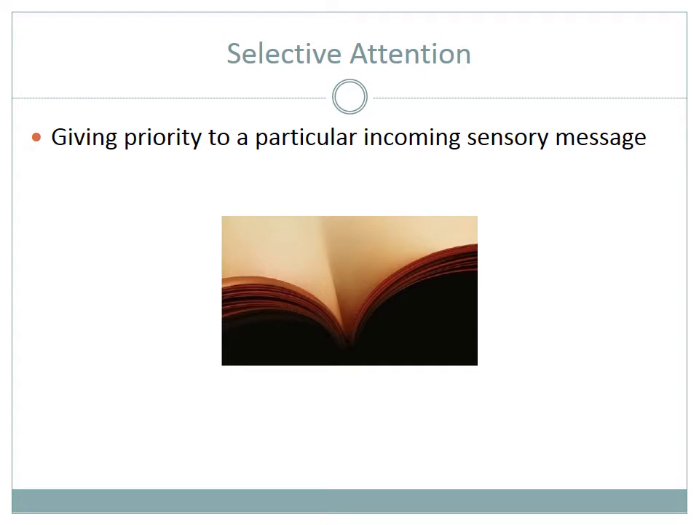Okay, now this is selective attention, which is giving priority to a particular incoming sensory message. So what some people see here is just pages of a book. And what some people see here is a lady that might be wearing a gown, and this could be her cleavage. So anyway, it's just what you're drawn to, either the book or what the lady's wearing there. So that's selective attention.